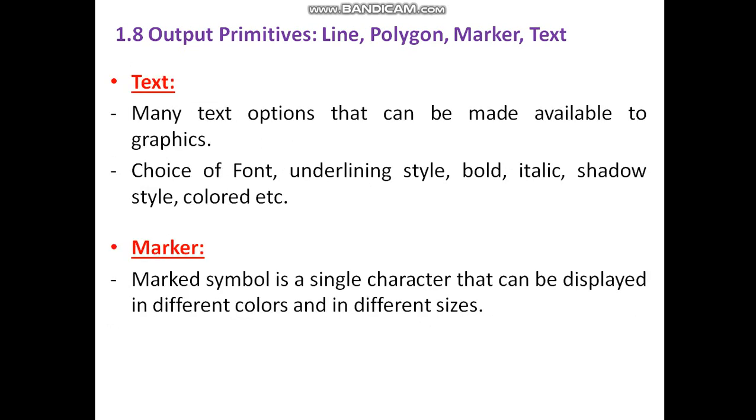Okay, then the next one is the text. Many text options can be made available in graphics. First three text options: bold, italic and underline style, and we apply color to the text. And the fourth one is the marker. A marker symbol is a single character that can be displayed in different colors and different sizes.